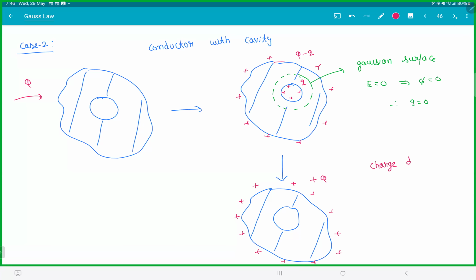Charge does not enter the cavity. It stays on the surface. So that means if you take a conductor, whether you have a cavity or no cavity, the charge doesn't care. It will just behave as if on the outer surface. The cavity inside won't be affecting the outside charge here. The charge does not enter the cavity. It remains on the surface.